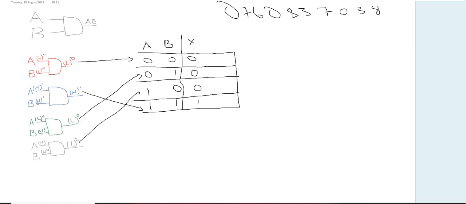Yesterday we were talking about the AND gate. As you see, this is the truth table of the AND gate. So if it's 0 0, then the output will be 0. If it's 0 1 or 1 0, the output will be 0.